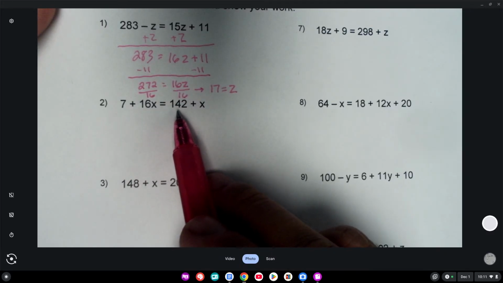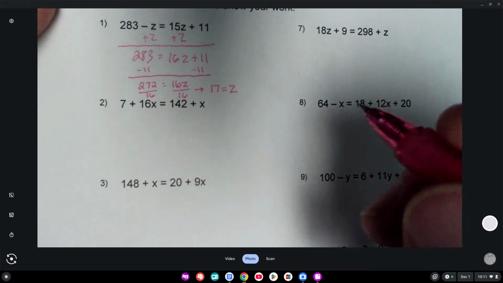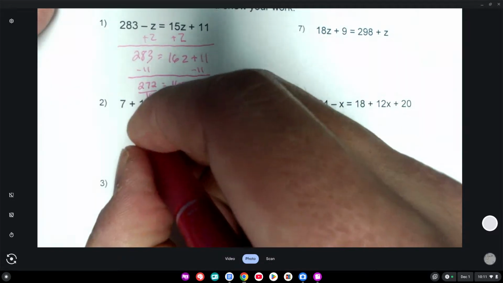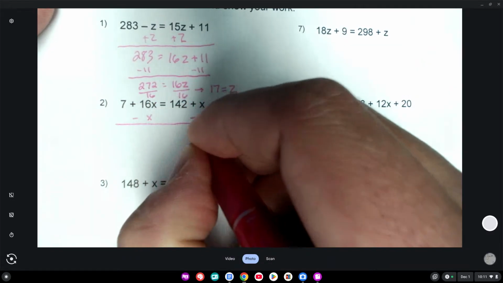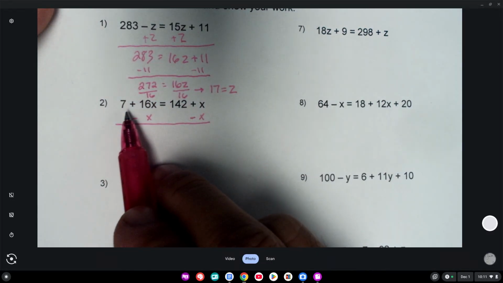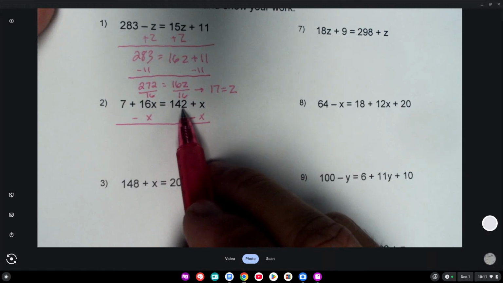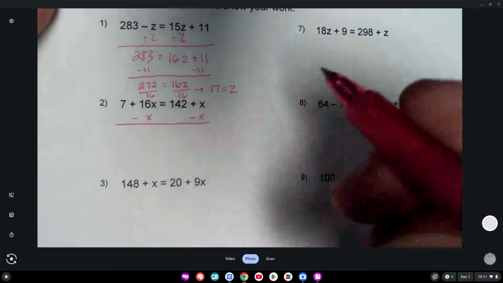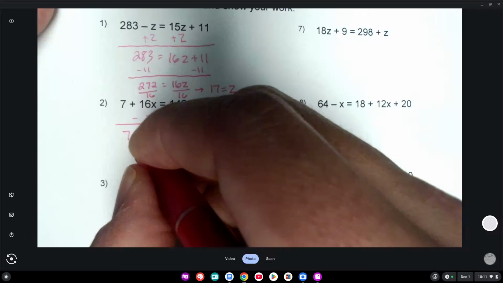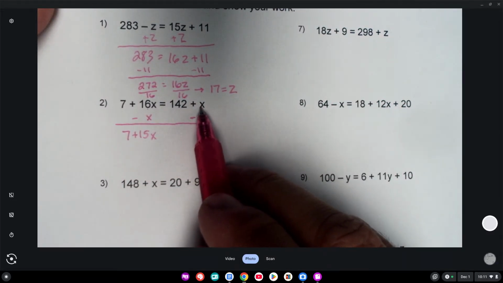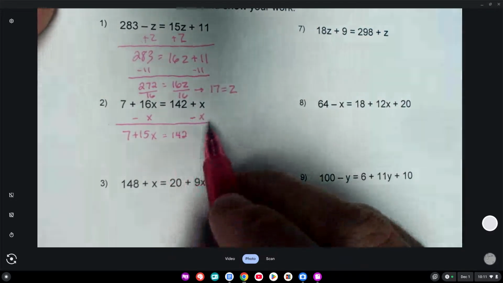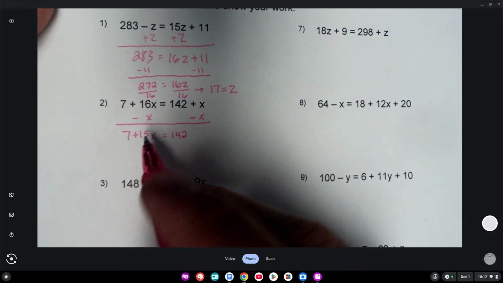7 plus 16x equals 142 plus x. This time I'm going to subtract x from both sides. I could have subtracted 7 from both sides, I could subtract 16x from both sides, I could subtract 142 from both sides, or I can subtract the x. I'm going to subtract the x because I know if I do that, I'm going to get a positive 15x. If I subtracted 16x, I'd have negative 15x, and it would just be on this side. I'd rather have the positive, so I'm going to subtract the x and keep the x's positive here.